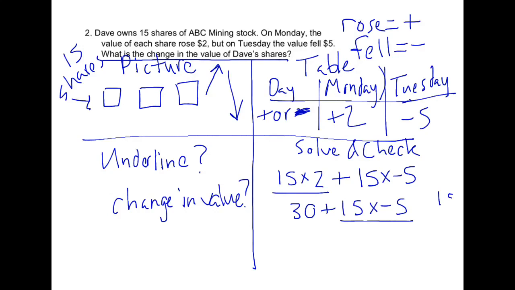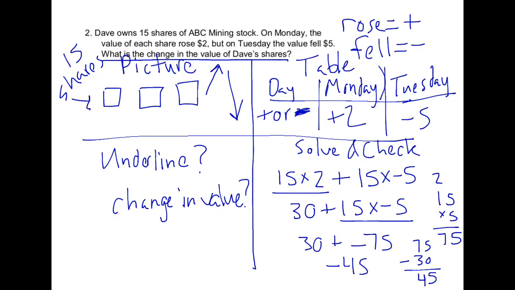15 times 5, 5 times 5 is 25, 5 times 1 is 5, plus 2 is 7, so I have negative 75 plus 30. I've got a positive 30 and a negative 75, and I'm adding them together, so I can take the absolute values and subtract them. 75 minus 30, 5 minus 0 is 5, 7 minus 3 is 4, so my answer is negative 45.